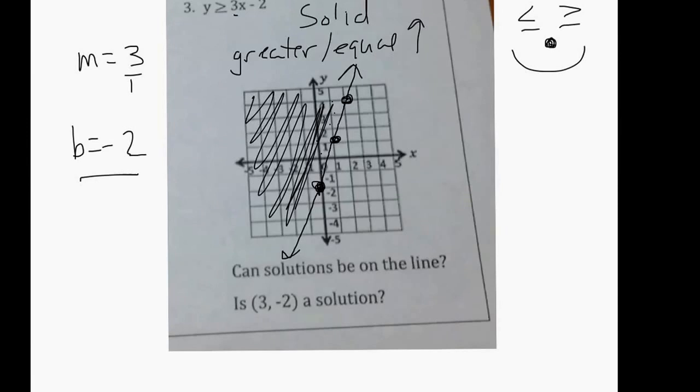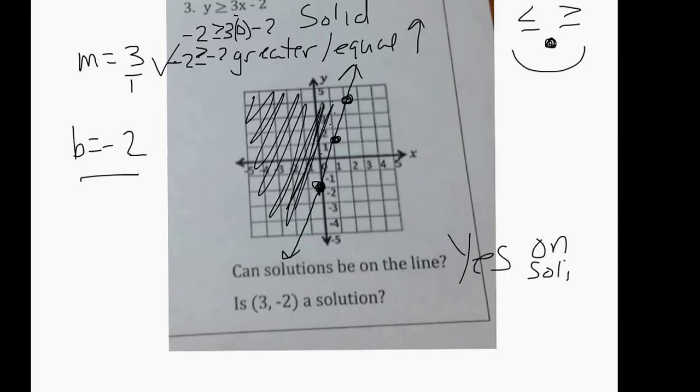Okay. Can solutions be on this line? Well, again, we can try it. Right here's a point, (0, negative 2). If I plug that in, negative 2 is greater than or equal to 3 times 0 minus 2. So that becomes negative 2 is greater than or equal to 3 times 0, which is 0. 0 minus 2 is negative 2. Negative 2 is equal to or greater than negative 2. So this is yes. So yes on a solid line.